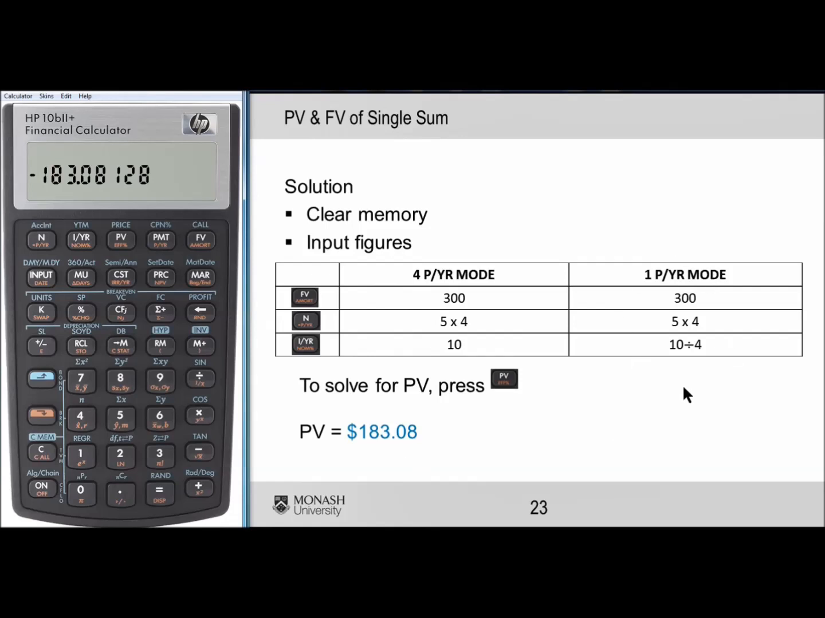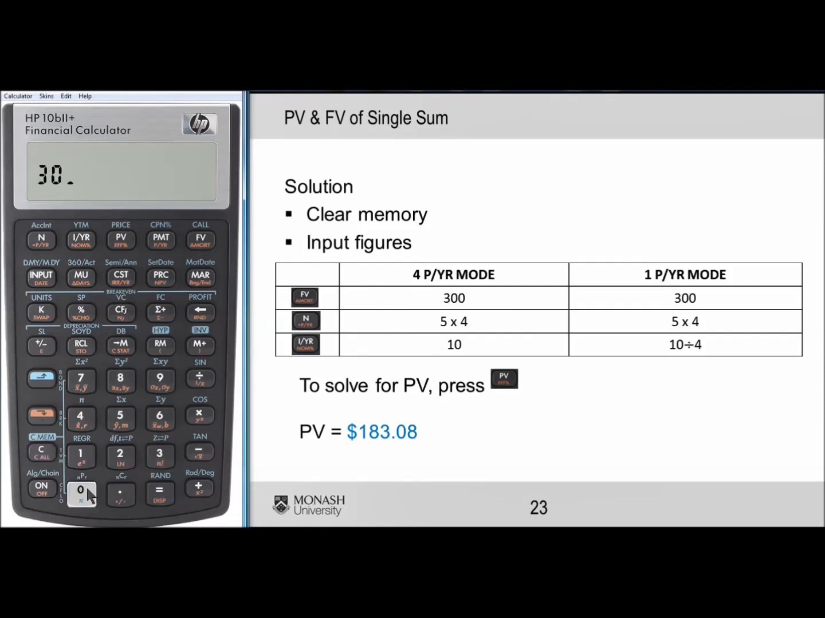In the second approach, we use 1 payment per year mode. You may feel it is incorrect because interest rate is compounded quarterly, and why are we still using 1 payment per year mode? It is still feasible, as we are now treating 1 quarter as if it is a 1-year period. So clear all again, and 1 payment per year mode. Clear all to check that.